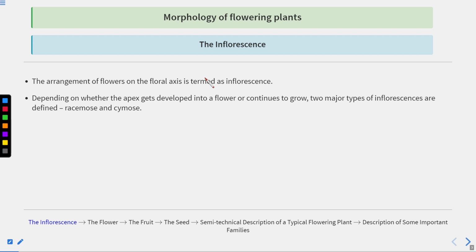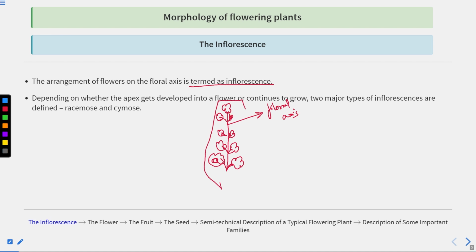The arrangement of flowers on the floral axis is termed as inflorescence. Now, there is always an arrangement of the flowers on the floral axis. Suppose this is the floral axis. So the flowers are arranged on its axis. I'm just drawing this. This whole arrangement of the flowers comprises the inflorescence.